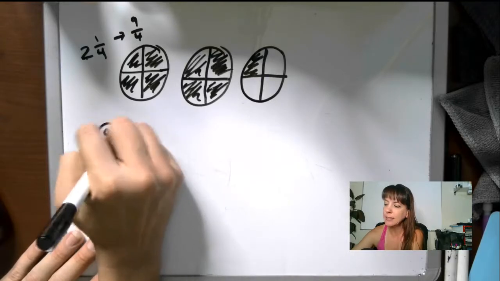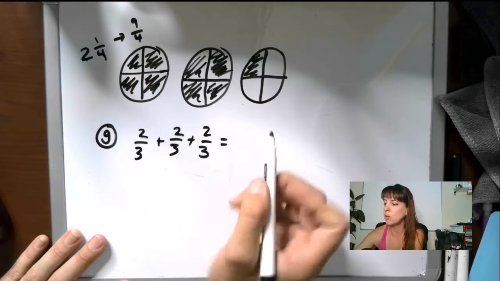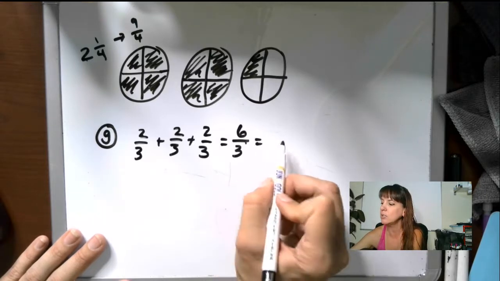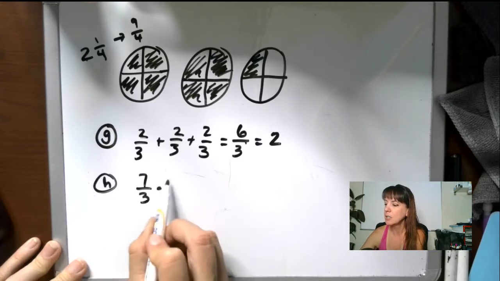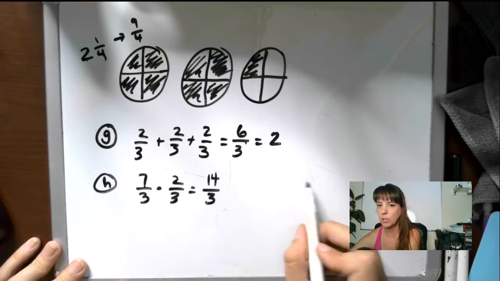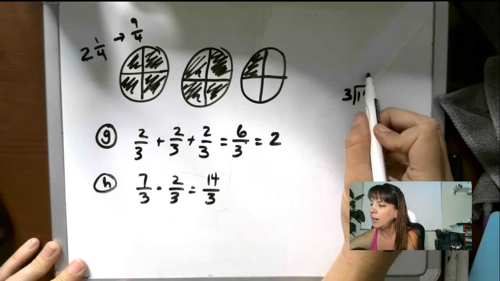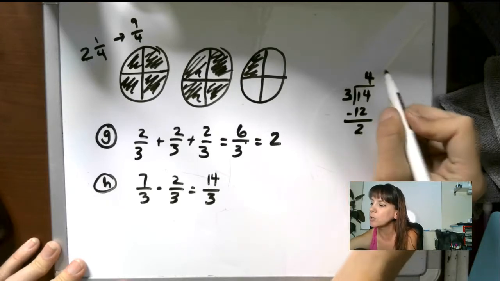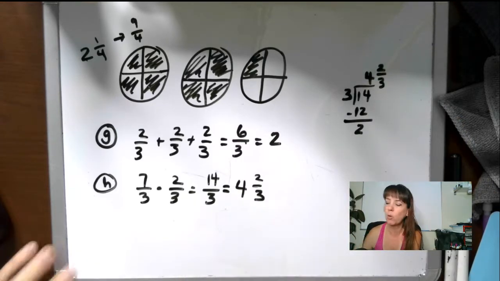All right, guys, G is 2/3 plus 2/3 plus 2/3 equals 2, 4, 6/3. 6 divided by 3, because remember that's a division sign, equals 2. H, we have 7/3 times 2/3. Guys, that's going to give us 14/3. So let's do some side work over here, 14 divided by 3. 3 goes into 14 4 times. 4 times 3 is 12. When we subtract, we get 2. So it's a remainder of 2/3. So this equals 4 2/3. All right.